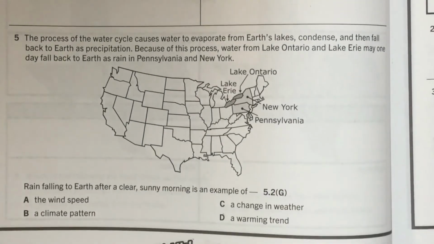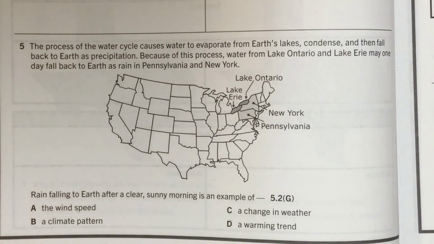Number 5, the process of the water cycle causes water to evaporate from Earth's lakes, condenses, and then falls back to the Earth as precipitation. Because of this process, water from Lake Ontario and Lake Erie may one day fall back to Earth as rain in Pennsylvania and New York.